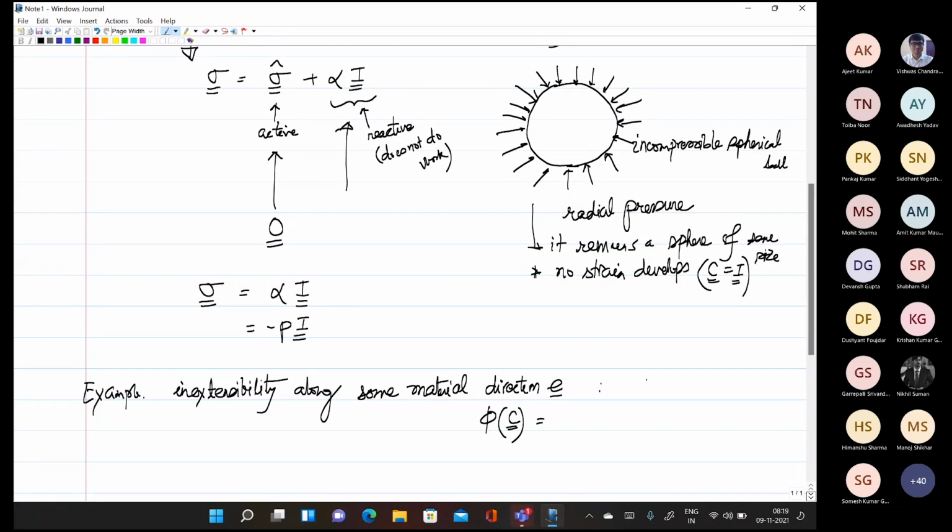And what's the formula for longitudinal stretch? So lambda square, we know it is CE dot E. So phi C becomes CE dot E minus 1. So that's your phi C. Okay, so you should be able to figure out what N, the reactive component of stress, will look like for this particular case. Okay, so N is equal to what here? So think about this. This might come in the exam.